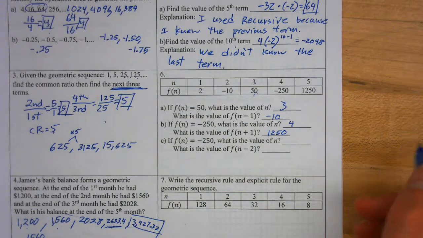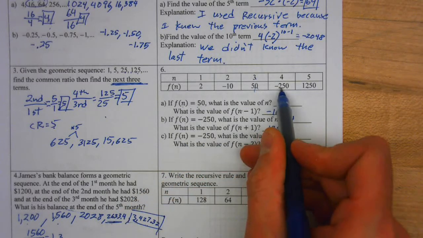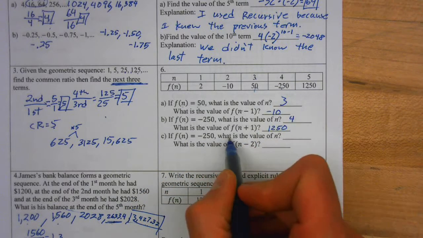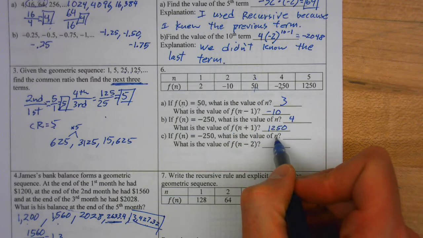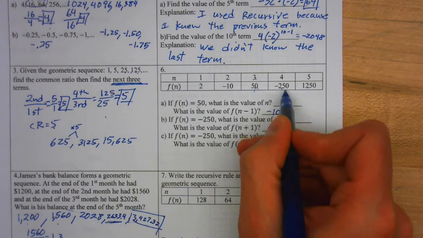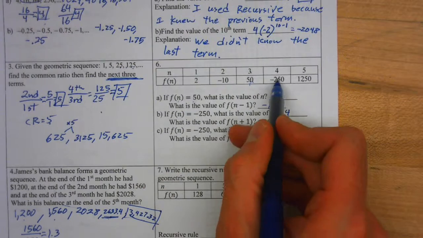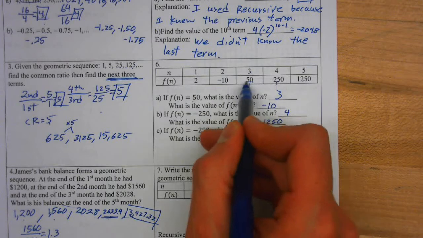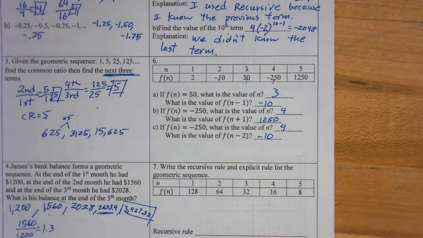1250. Okay, and then f of n equals negative 250. So we're back to negative 250, and it says, what is the value of n? So n would be 4, and then the value of n minus 2, so we go back 2 spaces, 1, 2, is negative 10. That's it.